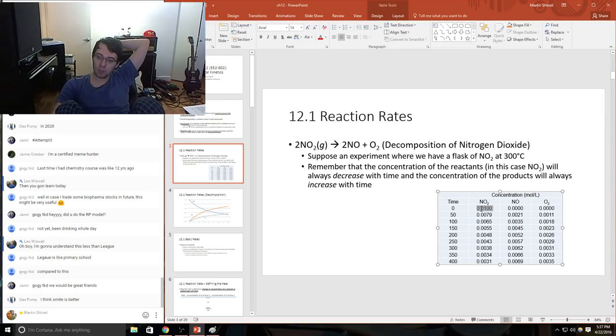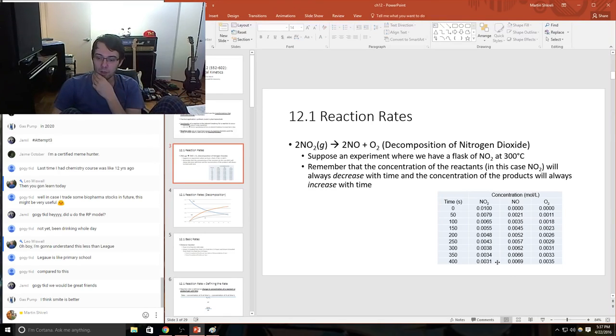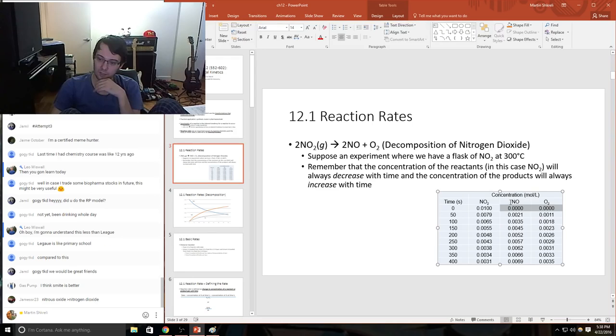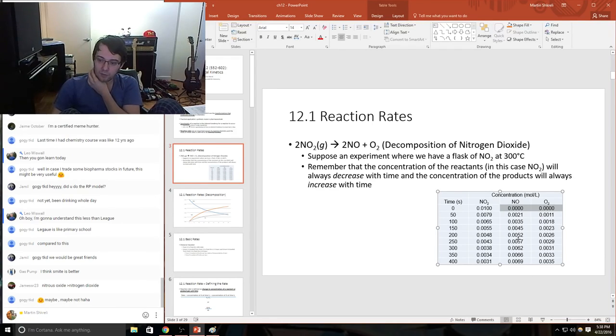It's 0.01 moles per liter. And you can see by 400 seconds, this is time in seconds, that almost all of it's gone, which is about 7 minutes or so. And you can see that it's being replaced with nitric oxide and oxygen, which have a concentration of 0. There's none of this in the flask at the start of the reaction. But once it starts decomposing, it very quickly gets converted into these two species.